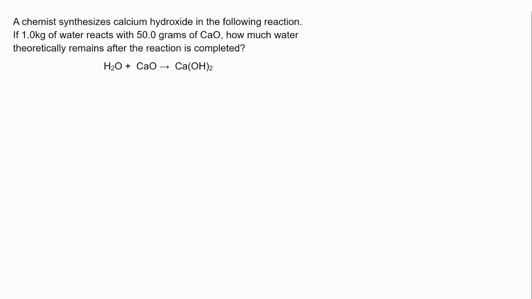We need to make sure it's balanced already. We have 2 hydrogens on both sides, we have 1 calcium on both sides, and we have 2 oxygens on both sides, so it is balanced. So we have the 1-to-1-to-1 relationship of every single reactant and product, which is good.